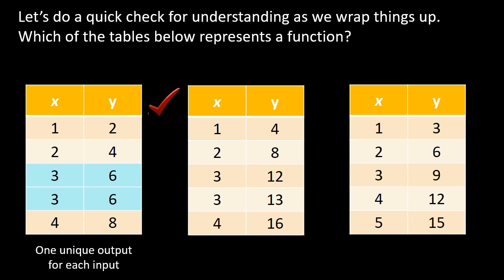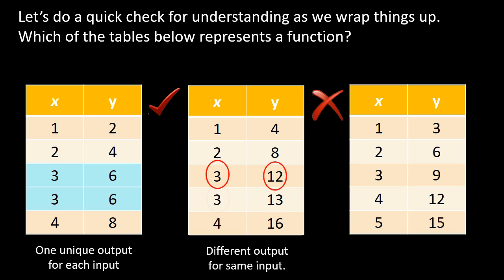Table 1 does represent a function. It has two 3s for input, so it has the same input, but each of those inputs also has the same output. Therefore, we have one unique output for each input. And we could write a function rule to represent the data. In this case, the rule would be multiply by 2.